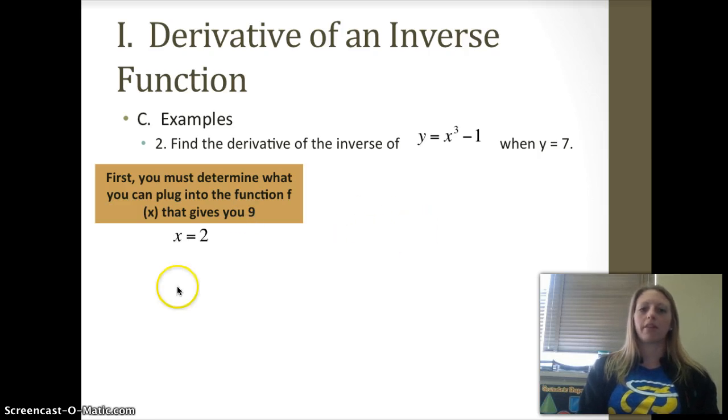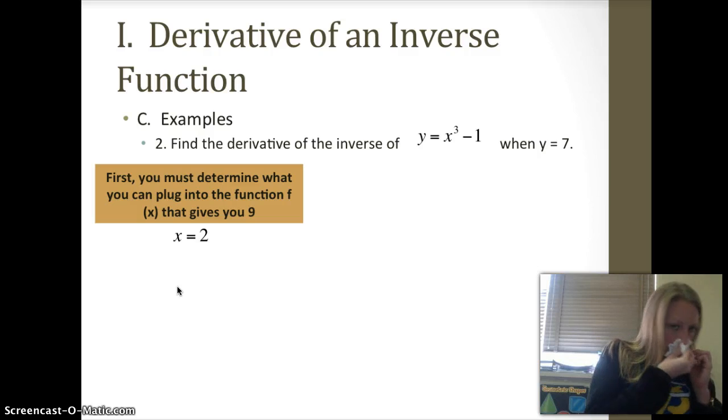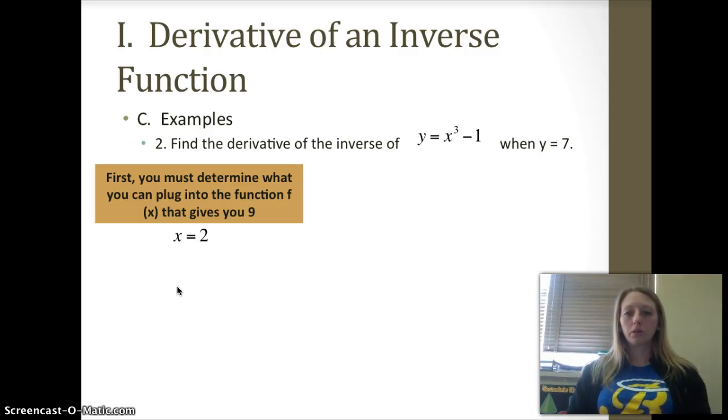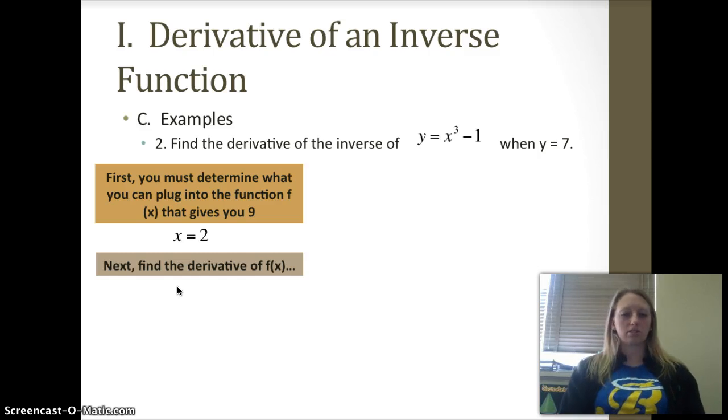So what gives you 7? And that's x equals 2, because 2 cubed is 8, 8 minus 1 is 7. Second step, just like before, you're going to take the derivative. The derivative of x cubed is, again, general power rule, so just 3x squared, or y, I guess, in this case.